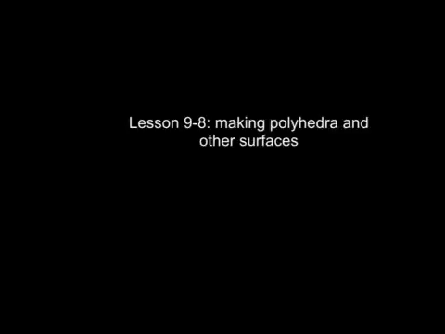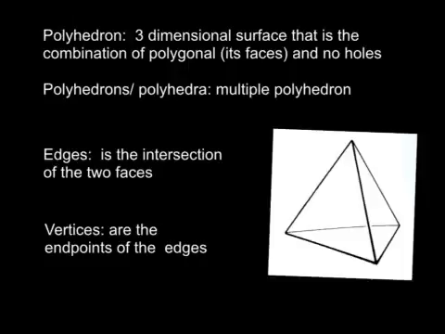Welcome to lesson 9-8. Today we're going to talk about making polyhedra and other surfaces. A polyhedron is a three-dimensional surface or a 3D object that is a combination of polygons, the faces, and has no holes.